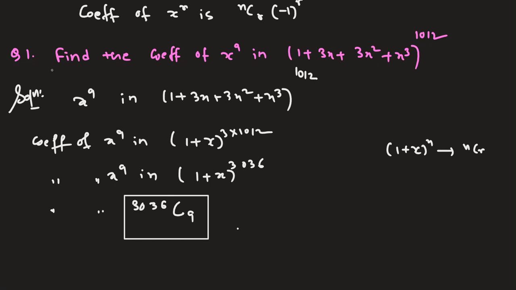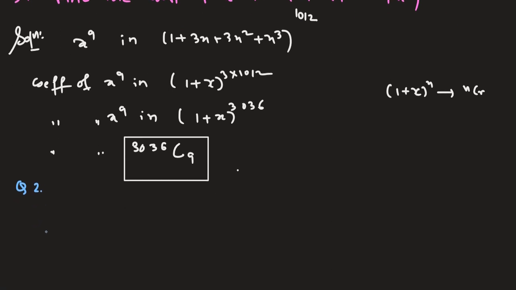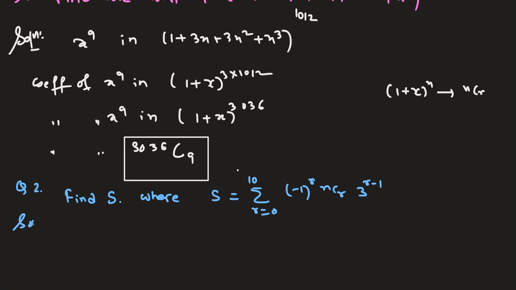Coming to the next question, question number 2. Find S, where S is the summation of r equal to 0 to 10 of (-1)^r 10Cr 3^(r-1). How can we solve this?